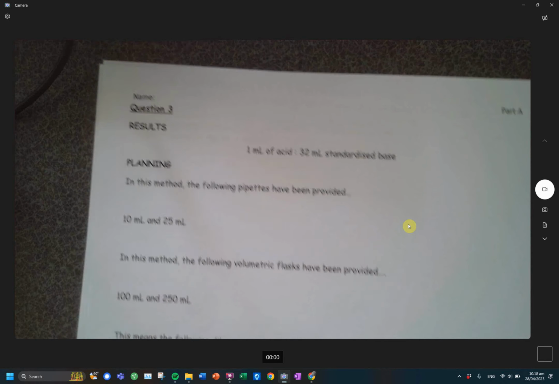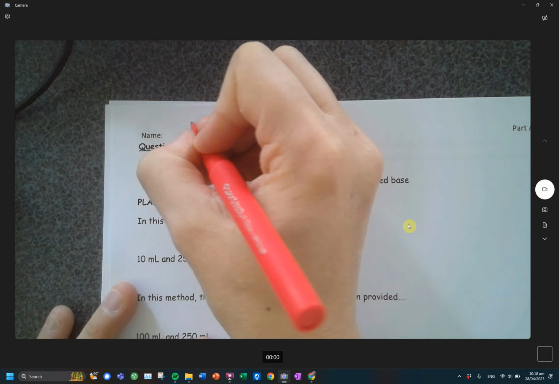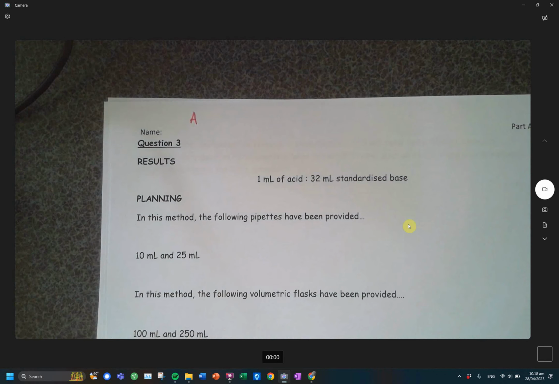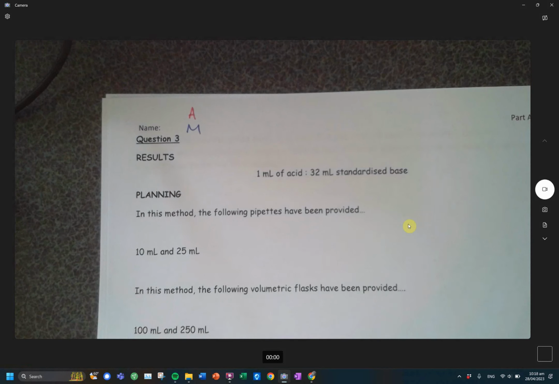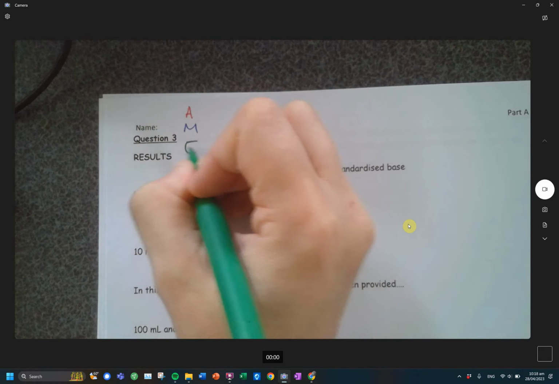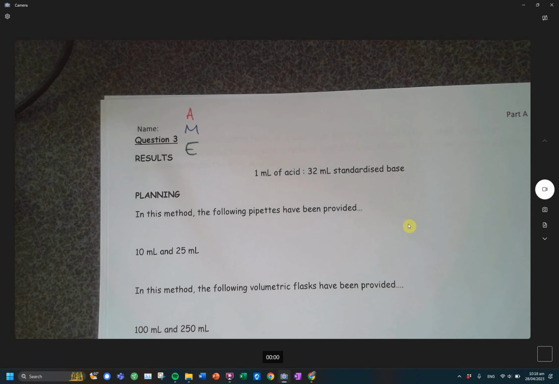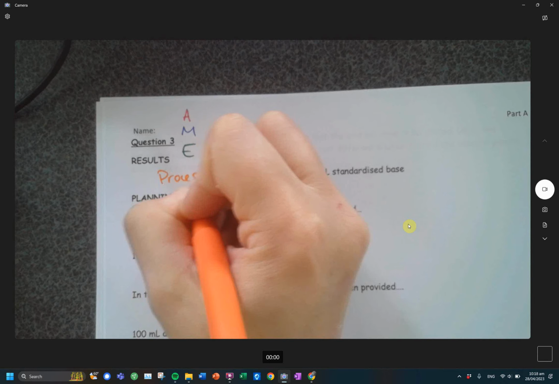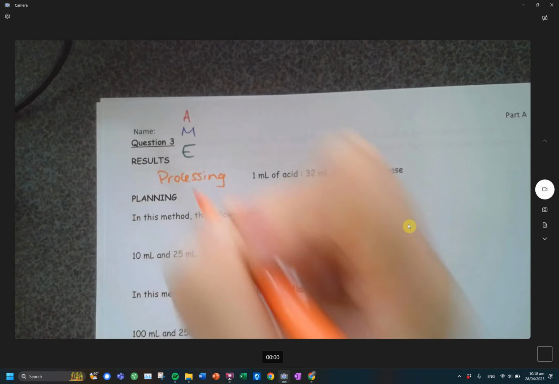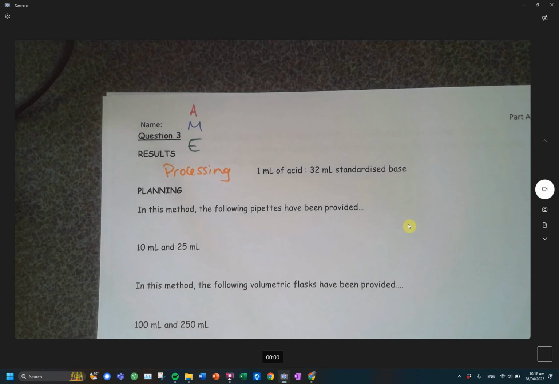So just as a reminder, achieved is in red, merit is in blue, and the excellence is in green. And then anything that is just me kind of like breaking apart the question and decoding, I'll put in orange. So that'll just be like processing the question. We good? All right.